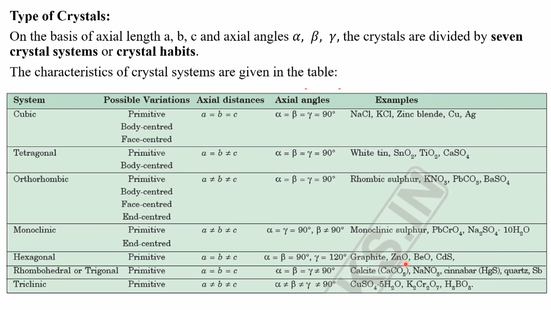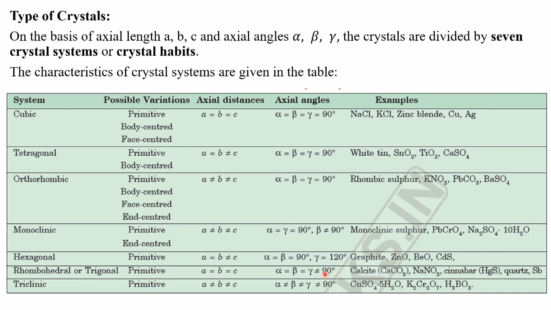Examples: graphite, ZnO, BeO, CdS. Sixth is rhombohedral or trigonal. Possible variation is primitive. Here a = b = c, and alpha = beta = gamma but not equal to 90 degrees. All three angles are the same, but they are not equal to 90 degrees.